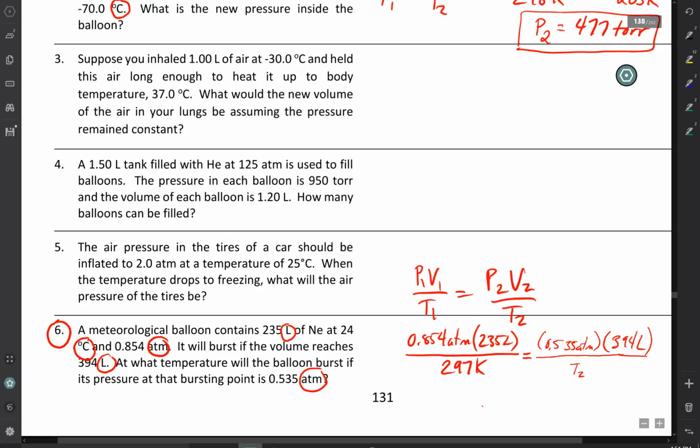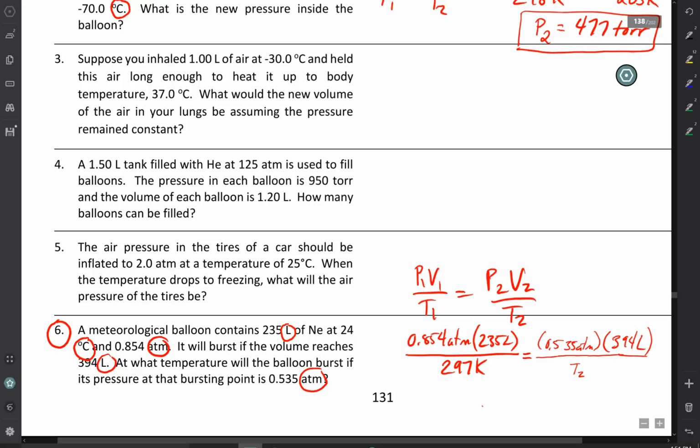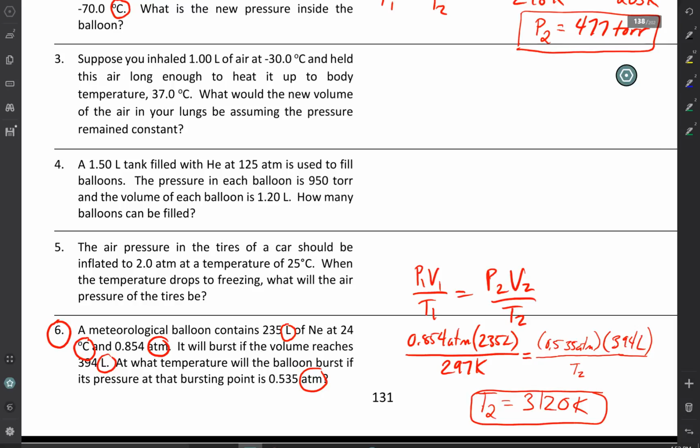And now that's it. Be careful about how you punch this into your calculator. It's really easy to make small mistakes and flip around numbers or just get careless with how you solve. But I want to take 297, multiply that by 0.535 atmospheres, then multiply that by 394 liters. Then I'm going to divide by 0.854 atmospheres, and then divide by 235 liters, and that's going to give me T2. In this case, I see 3 sig figs pretty much everywhere. So I end up with a final answer of about 3,120 Kelvin.